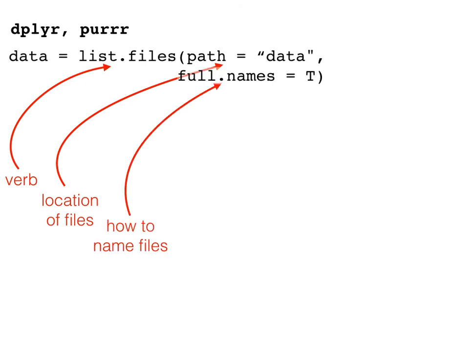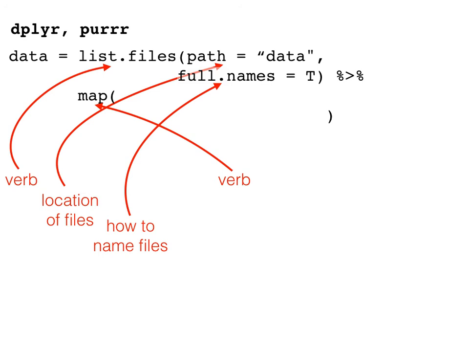Next, we say we want R to remember the names of the files, including the path where they're located. That's what's going on with this full.names equals TRUE. We're saying we want R to save the file name as data / the file name instead of just the name of the text file itself. This is important for later. Next, we have our new verb, map. With dplyr, we've been working with single data frames or combining 2 data frames.